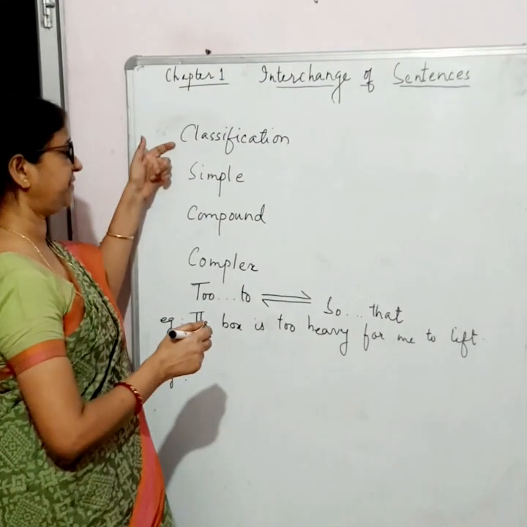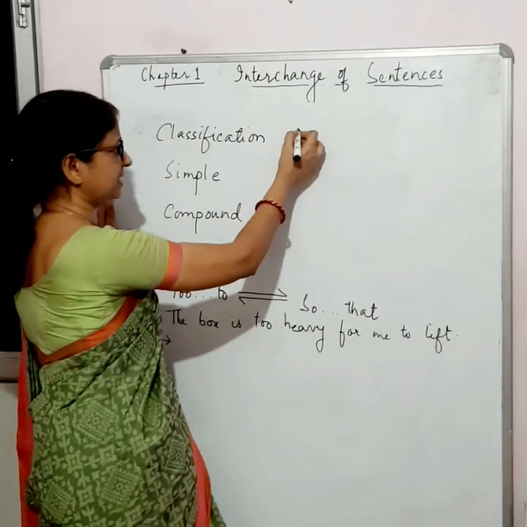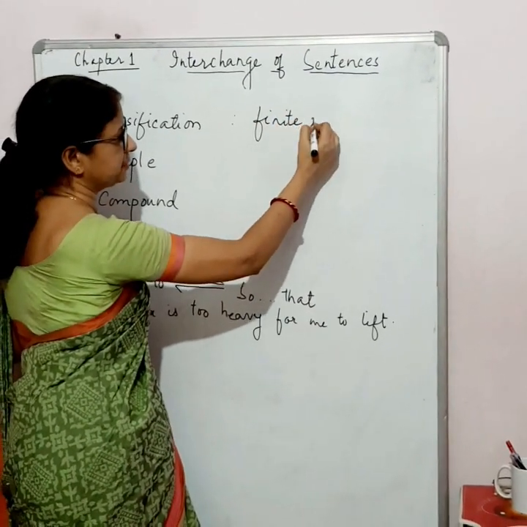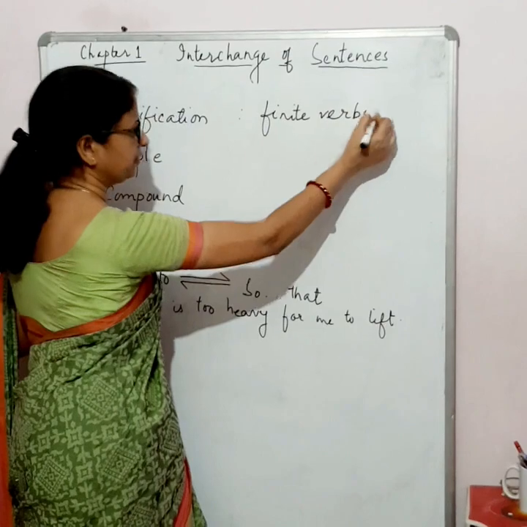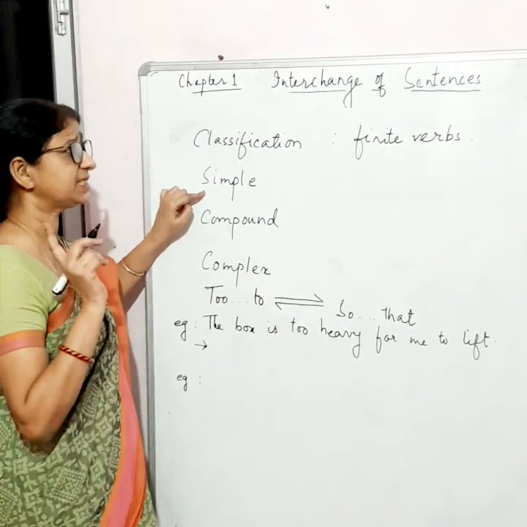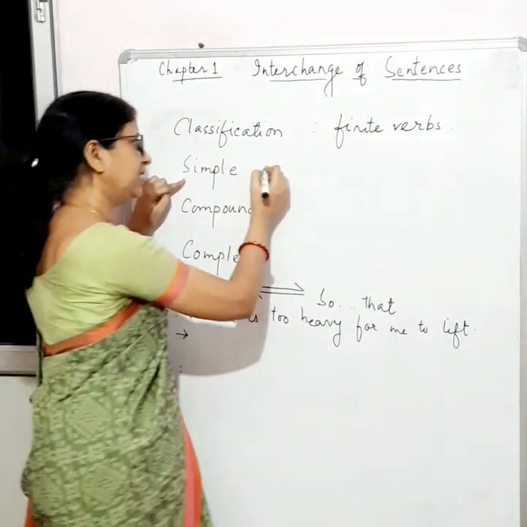So the next classification is simple, compound and complex. These sentences are classified on the basis of the use of finite verbs. A simple sentence always has a single finite verb. One finite verb. Okay? So example.